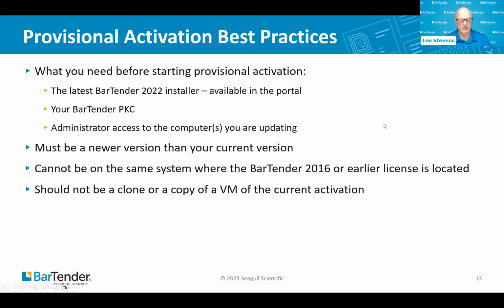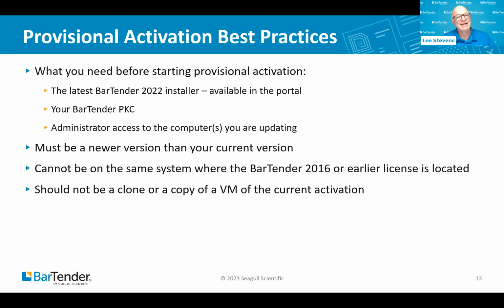You need the latest BarTender, and you get that from going to our web page, eaglescientific.com, clicking on the software and then the downloads, and then you can do the download. You need to know your BarTender PKC. If you don't know that, reach out to our channel sales group, and they can take your support number and find out what your PKC is. And you need to have administrator access to the computers that you are updating.